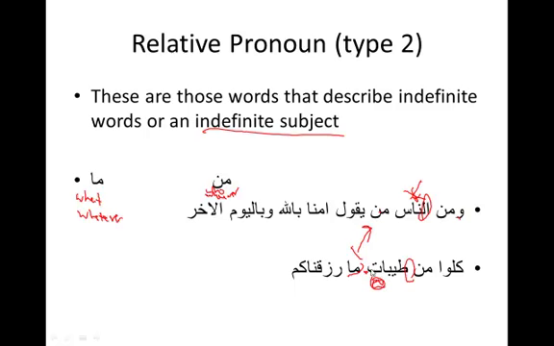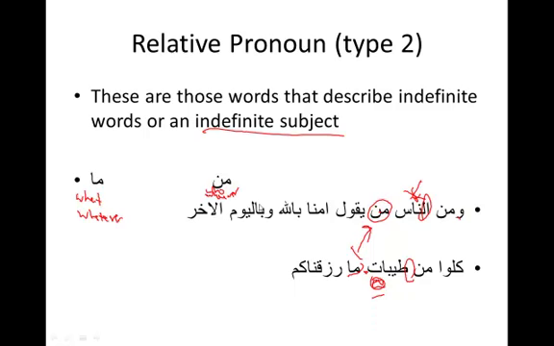But anyways, I probably just confused you more. But again, the idea is that these are used with indefinite nouns as a relative pronoun. Okay. So yeah, probably again this could also be an idafa. طيبات ما رزقناكم, good, the pure things of what I gave you. The pure of what I gave you. But again, it's up to debate.